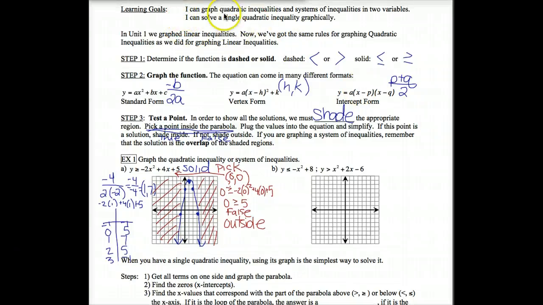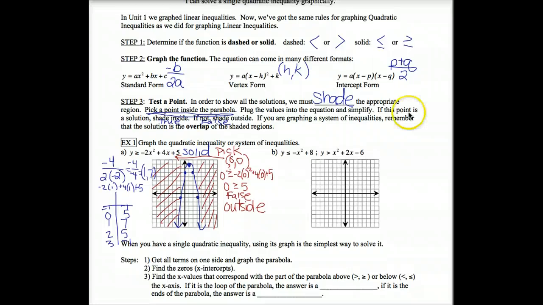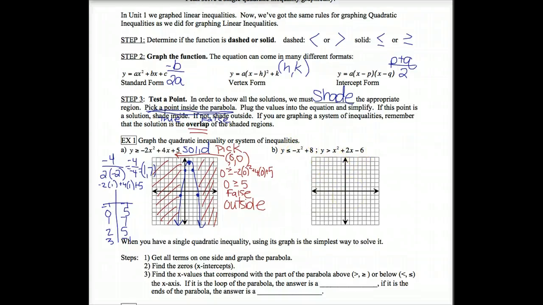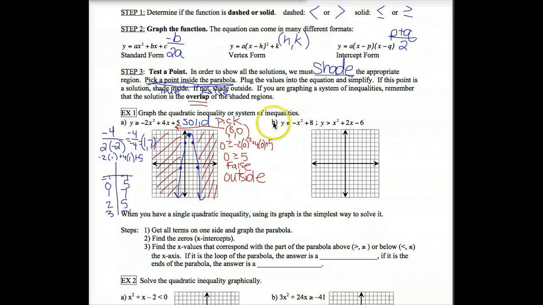So now we're going to look at the second half of the first learning goal, that we also want to be able to graph systems of inequalities. So that just means we've got more than one. So again, if we're graphing a system, remember the solution is the overlap of the shaded region. So I'm going to do what I just did in A twice with these two functions, and then my answer is going to be in the overlap. So I'm going to draw a line here to separate my work because it's going to get everywhere.